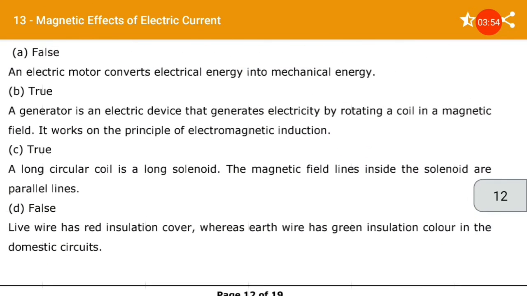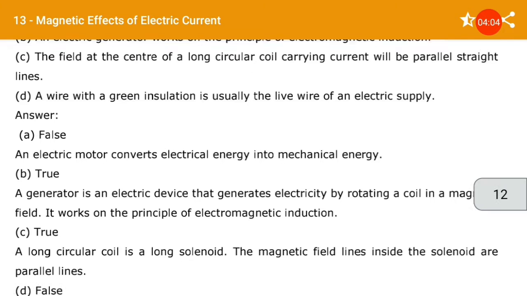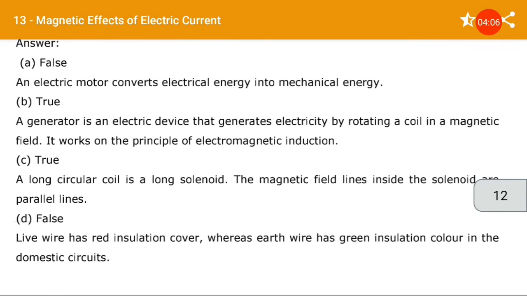Third is, the field at the center of a long circular coil carrying current will be parallel straight lines. So it is false. So a long circular coil is a long solenoid. The magnetic field lines inside the solenoid are parallel lines.